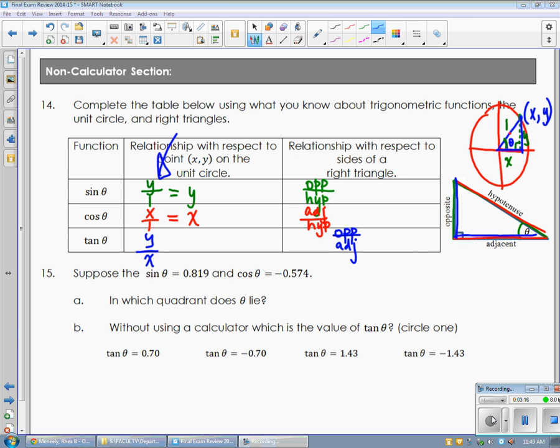It says, suppose the sine of theta is 0.819 and the cosine is equal to negative 0.574. So which quadrant does theta lie in? Think about it. Your sine is positive, your cosine is negative. The sine, remember, corresponds to your y value. So we have a positive y value and a negative x value. Well, let's take a look at our coordinate plane. If x is negative, I know I'm dealing with quadrant 2 or 3. If y is positive, then I must be dealing with quadrant 2.